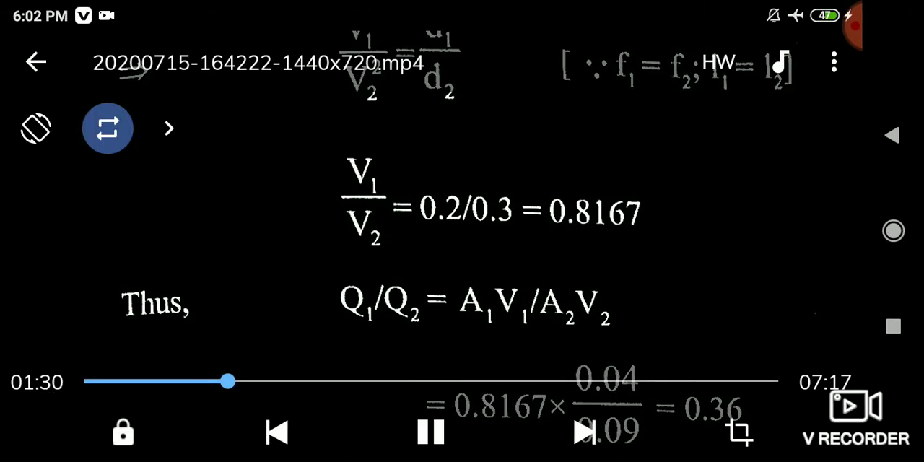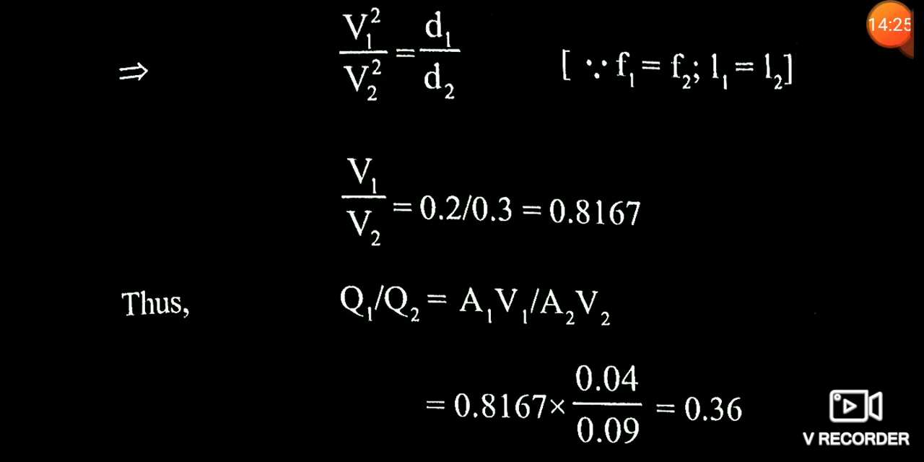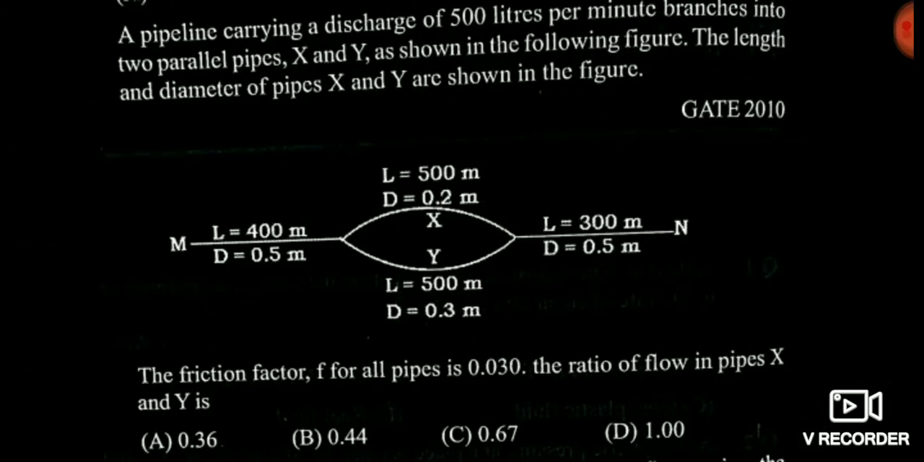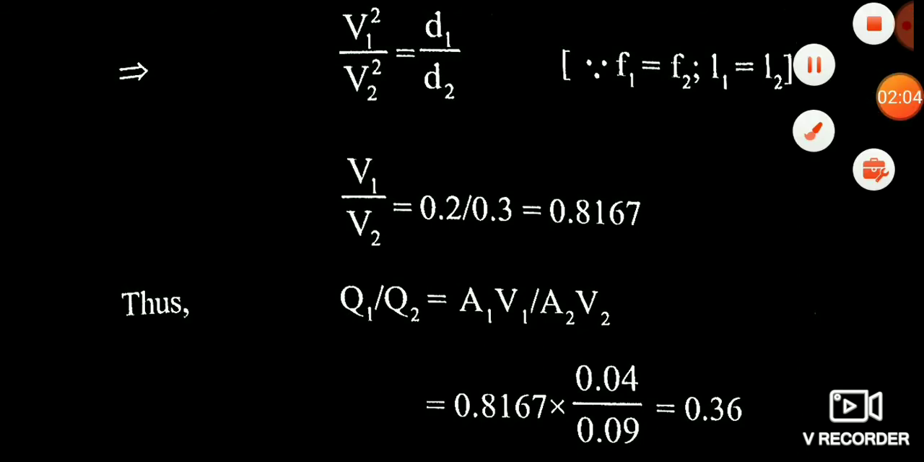Now friends, you have to calculate the discharge ratio Q1 by Q2. So Q is nothing but A1 into V1 divided by A2 into V2. And here the diameters are given. For X it is 0.2 meter, for Y it is 0.3 meter. So you calculate the area. Area is nothing but pi by 4 d square. So pi by 4 cancels out. So d1 square by d2 square. So d1 square, 0.2 whole square, is equal to 0.04 and d2 square is 0.09. So you can calculate and get the answer, that is 0.36.